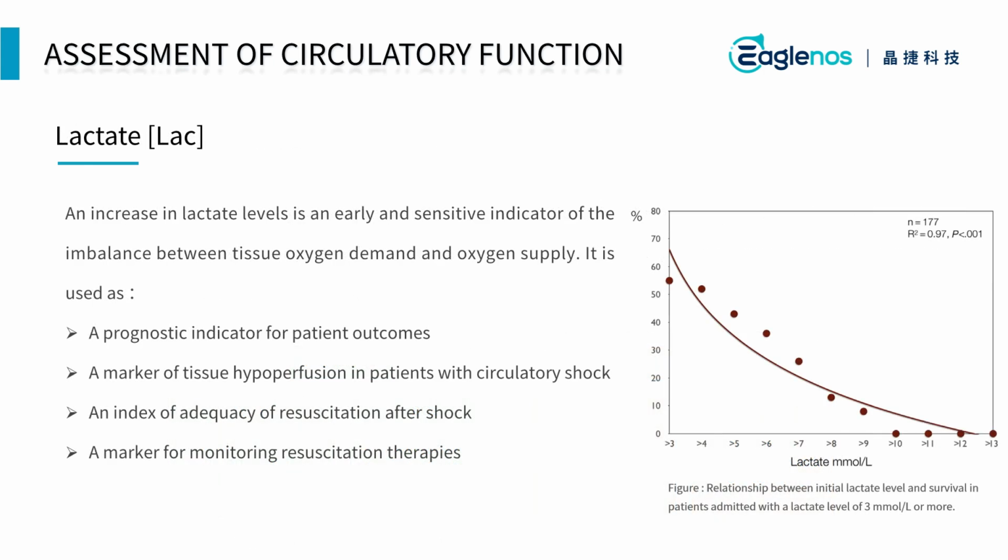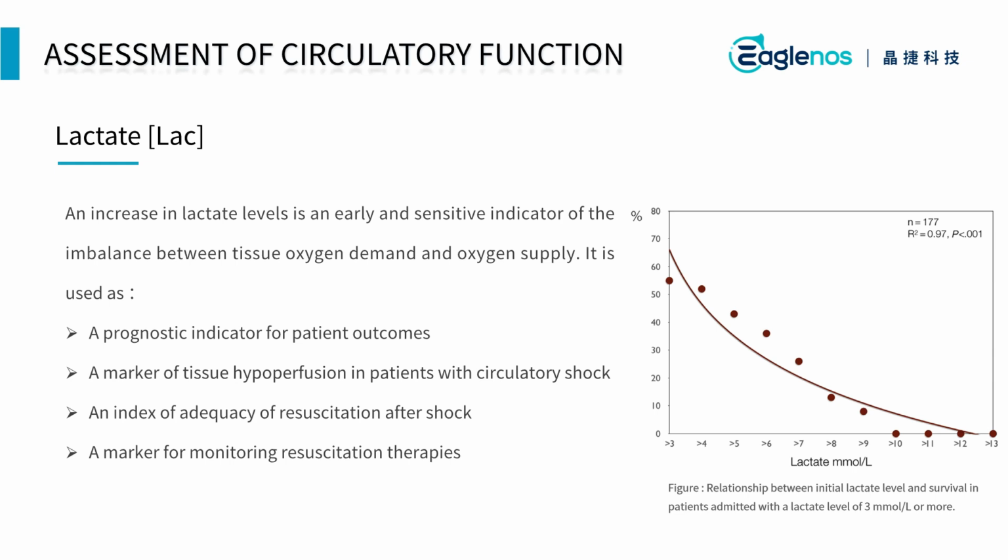Lactate is a metabolite of glucose, produced when oxygen delivery to tissues is insufficient for the demands of cellular metabolism. Under normal conditions, glucose is metabolized via aerobic processes in the mitochondria, but when oxygen supply is inadequate, hypoxia, the body shifts to anaerobic metabolism, leading to the accumulation of lactate. Increased lactate levels are an early and sensitive indicator of an imbalance between tissue oxygen demand and oxygen supply, making lactate a valuable marker in assessing tissue perfusion.